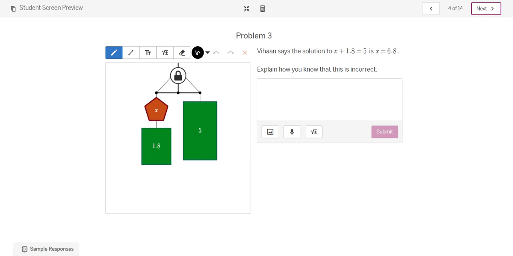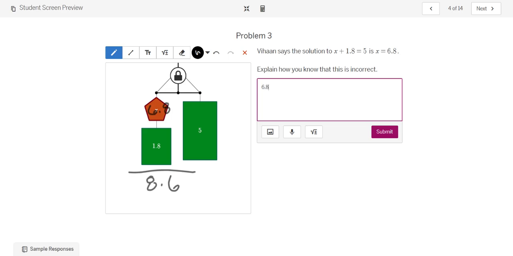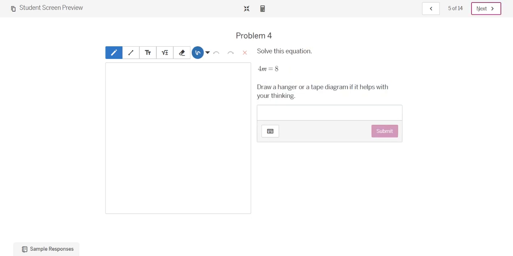This person thinks it's 6.8. Well, if this was 6.8 plus 1.8, that's like 8.6. And so that's not right. Equals 8.6. Not 5. Okay, I've got lots of these.